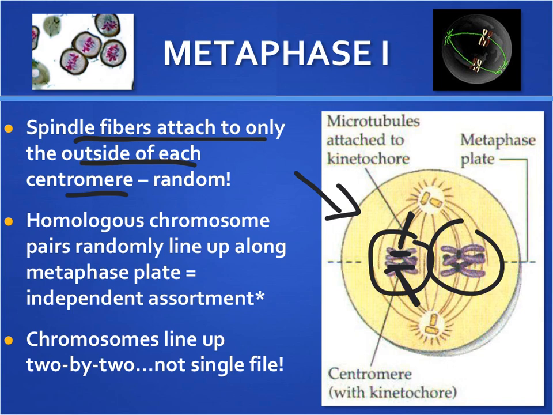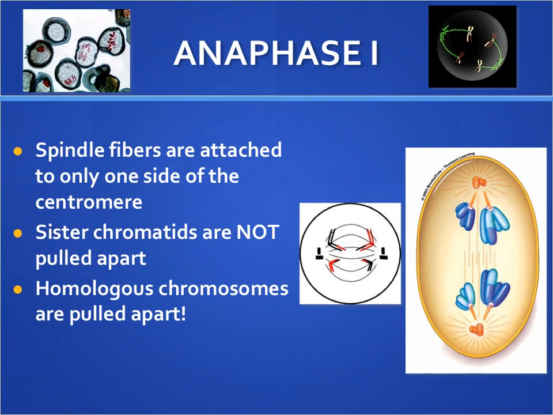The chromosomes then kind of line up randomly 2 by 2. This random lining up is called independent assortment, so just kind of note that vocab word in your head now, and we'll talk more about what independent assortment is later in a different video. And again, they are lined up 2 by 2, not single file. So next, just like in anaphase of mitosis, the spindle fibers are going to shorten and pull the DNA to either side of the cell. But in this case, if you look, we're pulling apart our homologous pair.